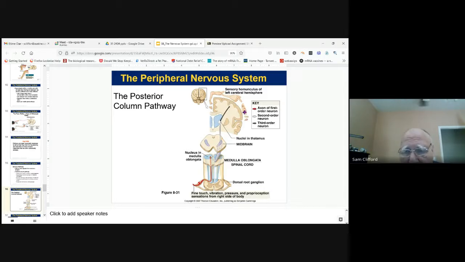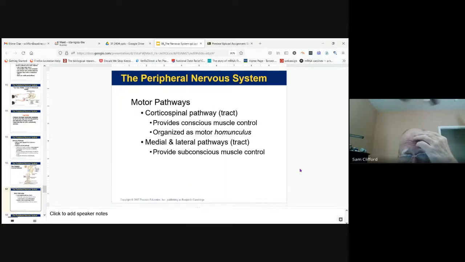You know how important that is. You know that your hand is very, very sensitive to all types of touch. Your face has a lot of sensory input from the lips. So the analysis of sensory information and the amount of area in the brain that is dedicated to that process is indicated by a homunculus. Okay, so that's the posterior column.